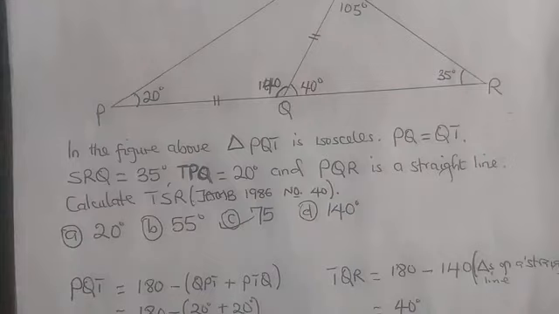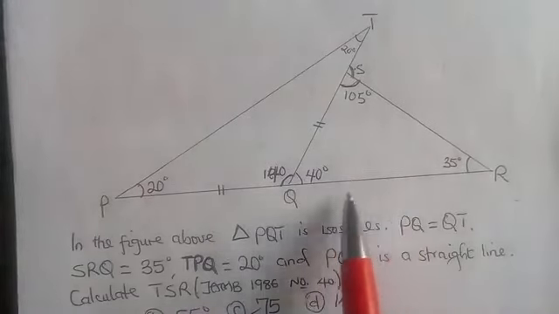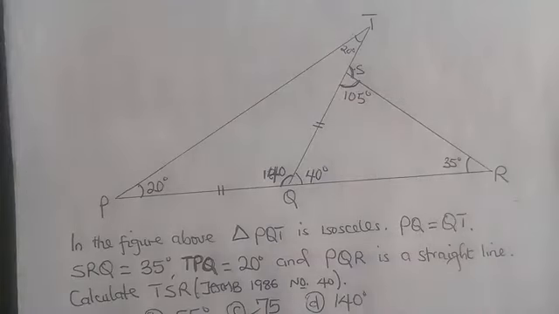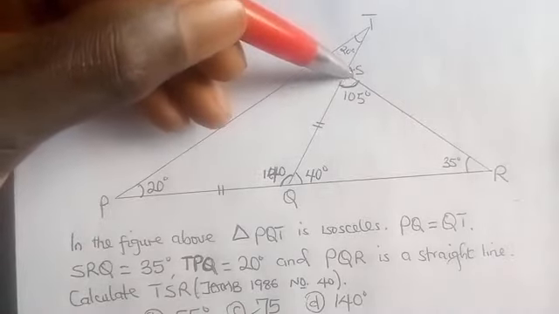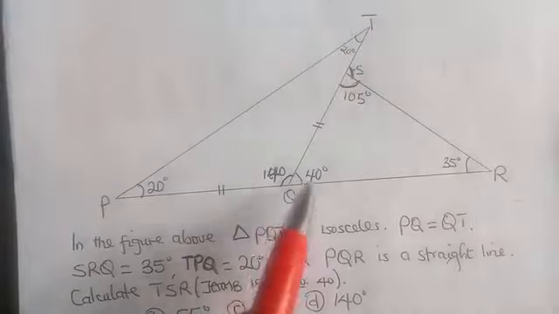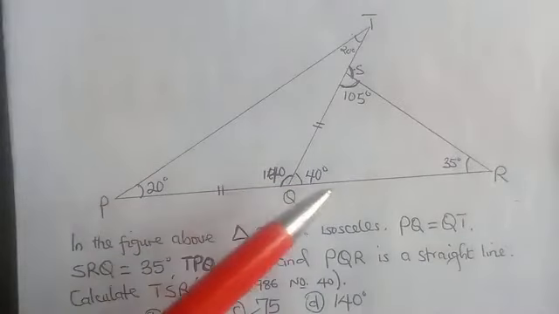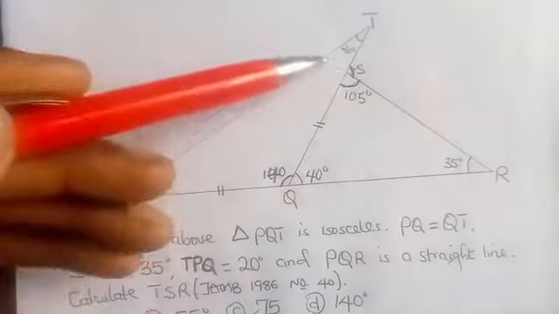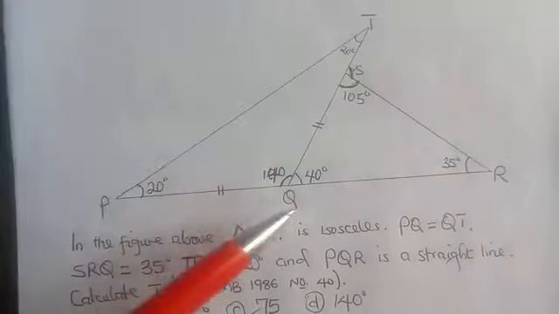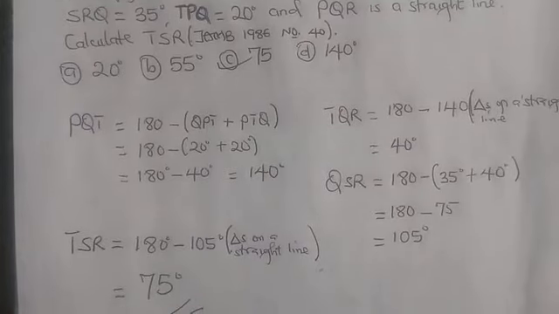And before I end this, I just want to show you another way of solving this. When you get two opposite interior angles, their sum will give you the exterior angle. When you look at the angle here, this is the exterior angle, while these two interior angles are opposite to this exterior angle. So the sum of these opposite interior angles equals this exterior angle. 40 plus 35 will give you that same 75 that we got as our answer for TSR.